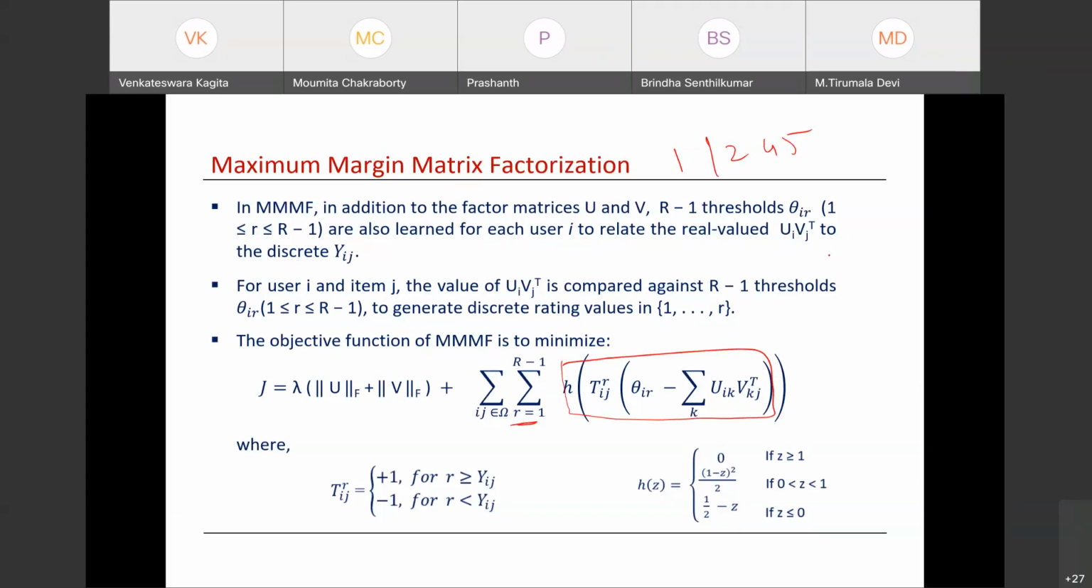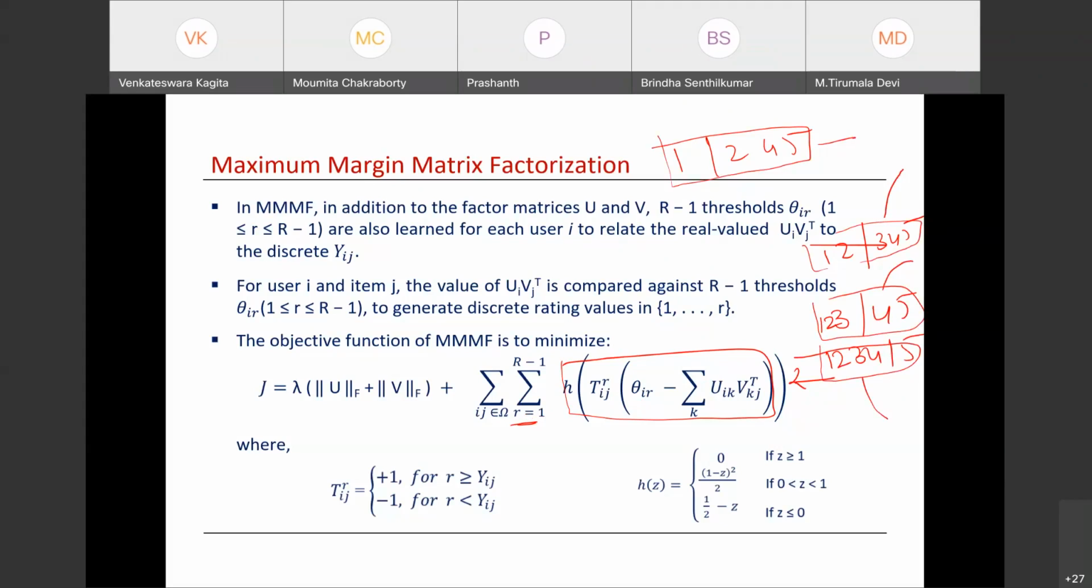And when R equal to 2, you take 1, 2 versus 3, 4, 5, and you add the corresponding objective function or loss. When R equal to 3, it is 1, 2, 3 versus 4, 5, and you add that also. Again 1, 2, 3, 4 versus 5, you add all of them to the objective function. You can imagine this is one binary classification problem, this is another, and another. You add the loss at this point, this point, this point, and so on. For that you are using hinge loss.